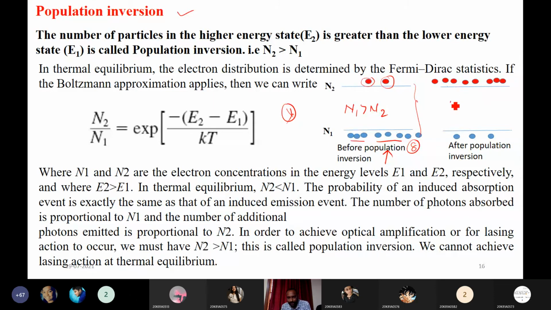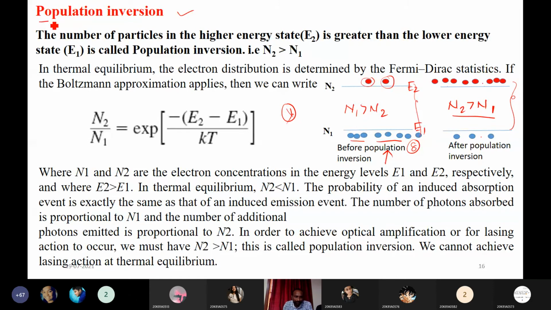In the second case you see n2 greater than n1. E2 is always the higher energy state compared to the ground state, but here what we are doing is inverting the atoms from the ground state to the excited state. We are creating more atoms in the excited state compared to the ground state. We are creating the condition n2 greater than n1. This is what we call population inversion.